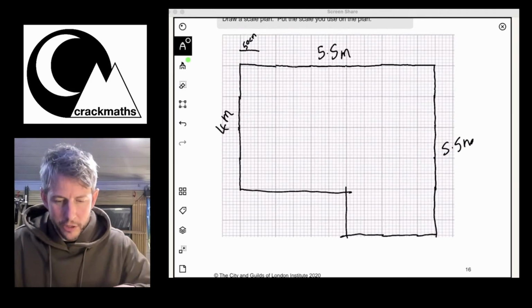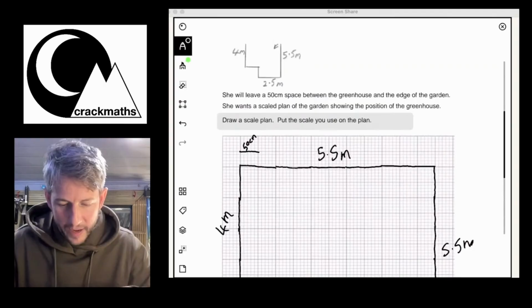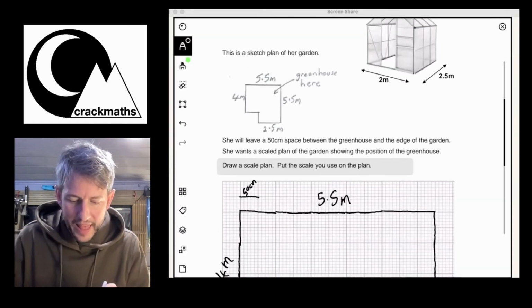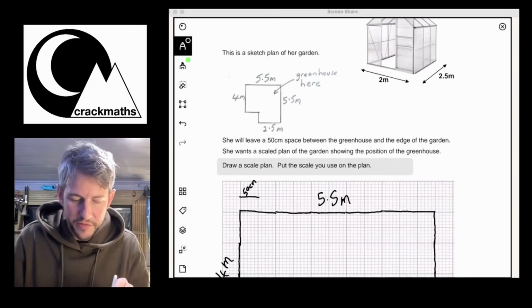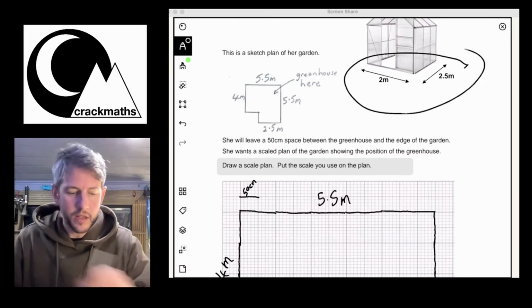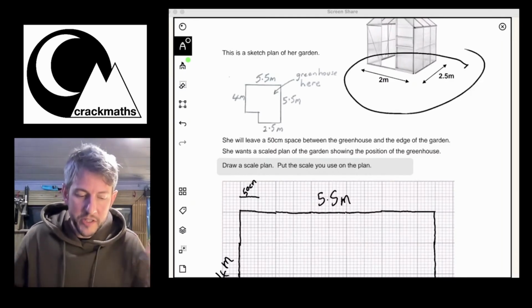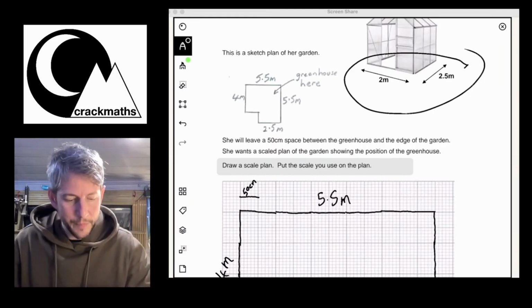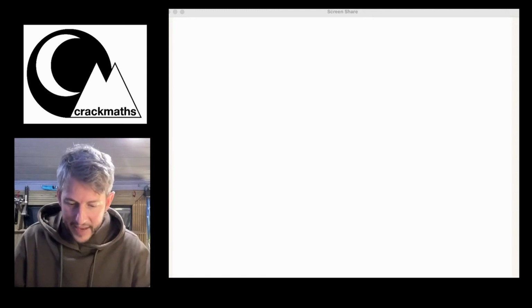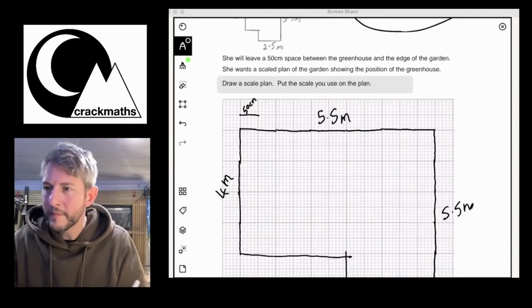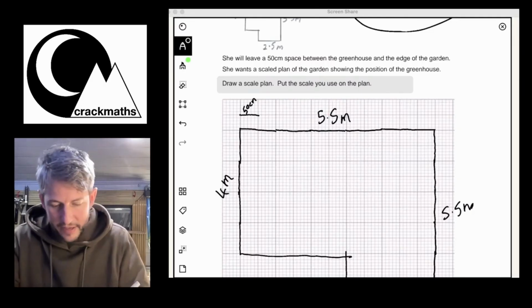So let's now have a look at where we're going to put this greenhouse. She will leave a 50 centimeter space between the greenhouse and the edge of the garden. She wants a scale plan of the garden showing the position of the greenhouse. So we can put this where we want. It's got to be 2 meters by 2.5 meters, but it's also got to be 50 centimeters from the edge. So I'm going to put it here because there's loads of space. If this is 4 meters and this is 5.5 meters, it can definitely go over here.